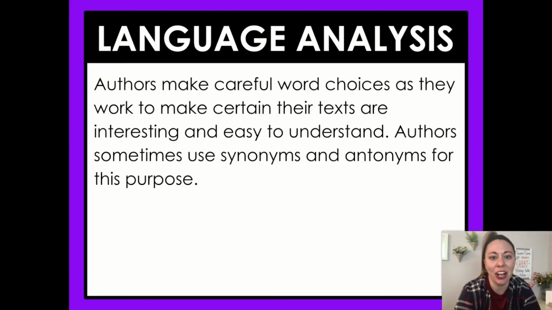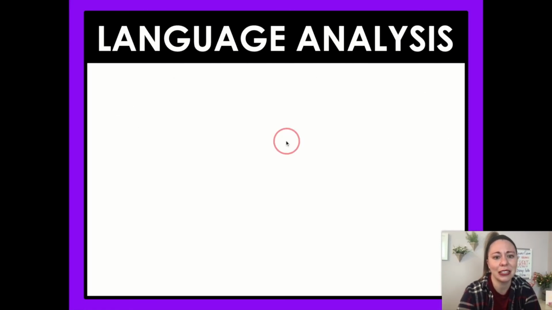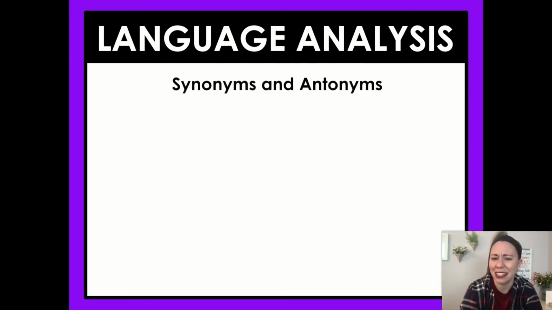All right, so we are on to our language analysis already. That went quick. Authors make careful word choices as they work to make certain their texts are interesting and easy to understand. Authors sometimes use synonyms and antonyms for this purpose. So let's look. What are synonyms and antonyms? Do you know already? Stop and think.